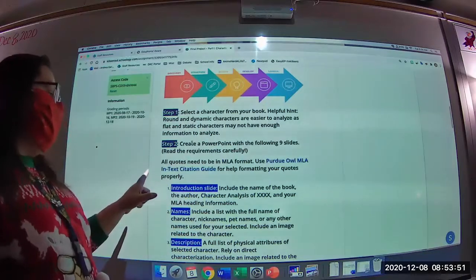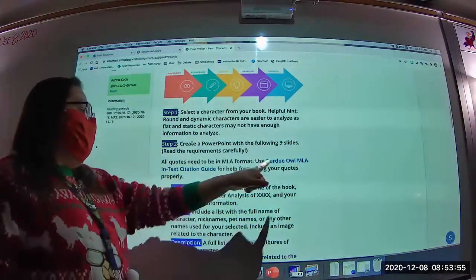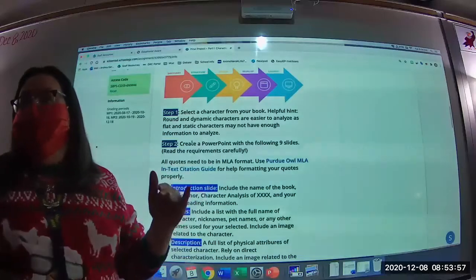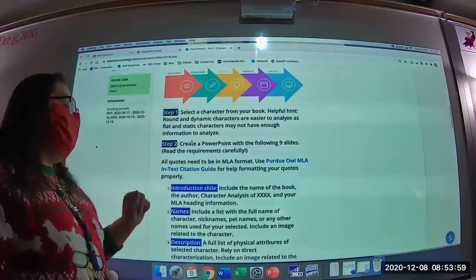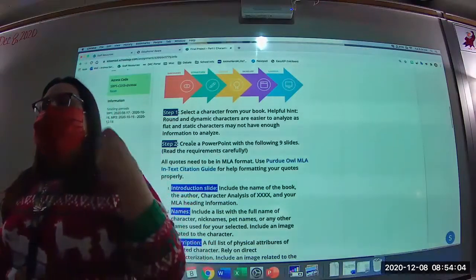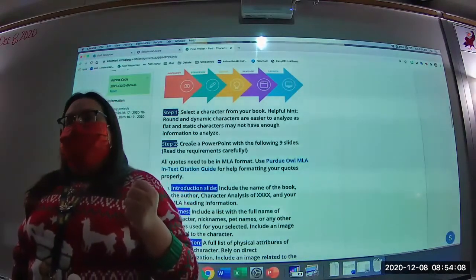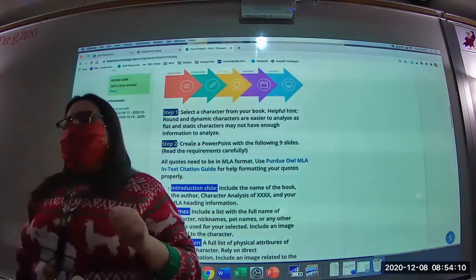All quotes need to be in MLA format. You're going to use this guide. You can click it, and it'll take you to Purdue OWL to show you how to set them up to help you format your quotes properly. You also need to introduce your quotes. Don't drop them. Okay? Do you know what a drop quote is? It's when you start a sentence with a quote, and you don't introduce it.